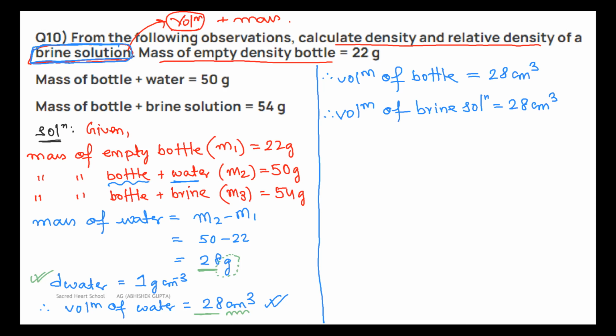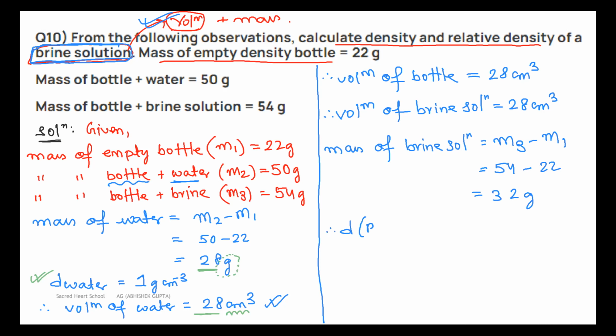Now, the volume part we have calculated. Now let's calculate the mass of brine solution. Mass of brine solution, we can easily calculate by subtracting M1 from M3. So M3 is 54 minus 22. Will be how much? 4 minus 2 is 2, 5 minus 2 is 3, 32 gram. Therefore, density of brine solution is equal to mass of brine solution by volume of brine solution. Done? Now look, you have found the mass, 32 gram, write it down quietly.